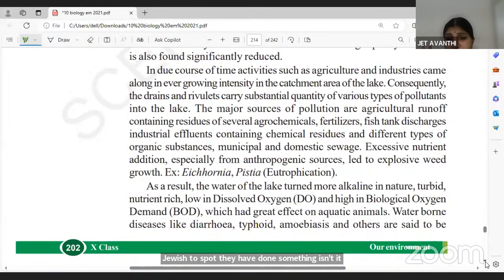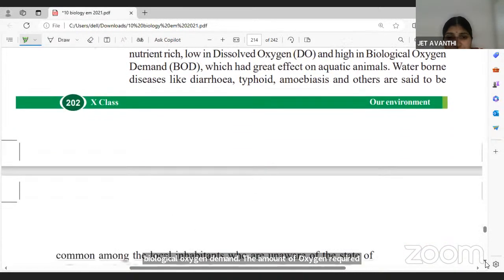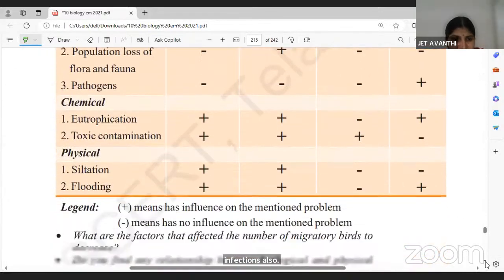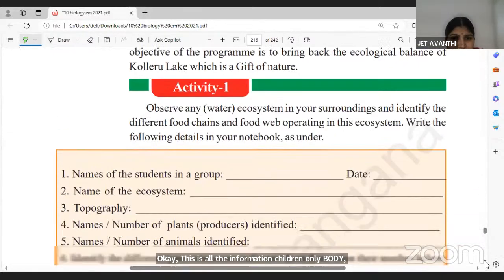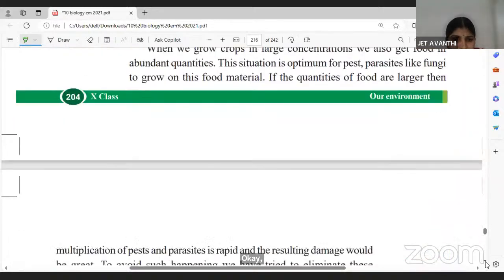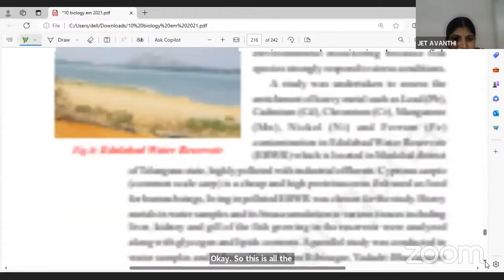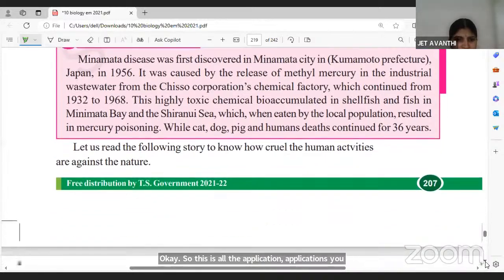So that kind of oxygen demand is called, children, biological oxygen demand. The amount of oxygen required for the organism to survive is called biological oxygen demand. And even that leads to different infections also. Okay, some waterborne infections. This is all the information, children. Only BOD, COD will be asked. Okay, and you have to be thorough with that. So these are all the applications, children. Applications you can go through. This is a general concept, children. The important points I have discussed with you.